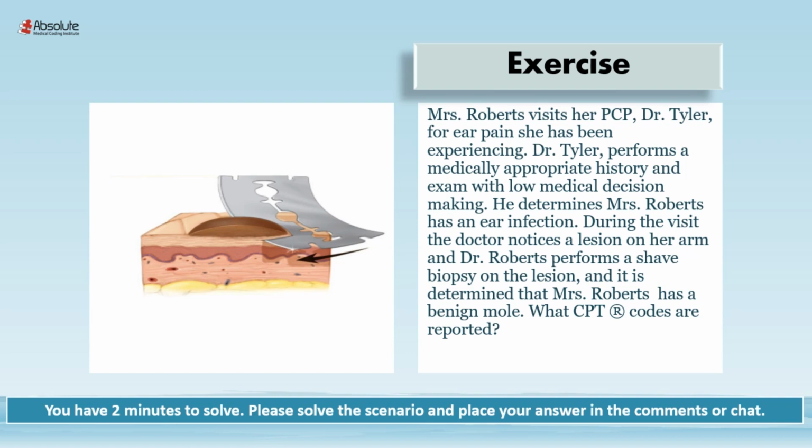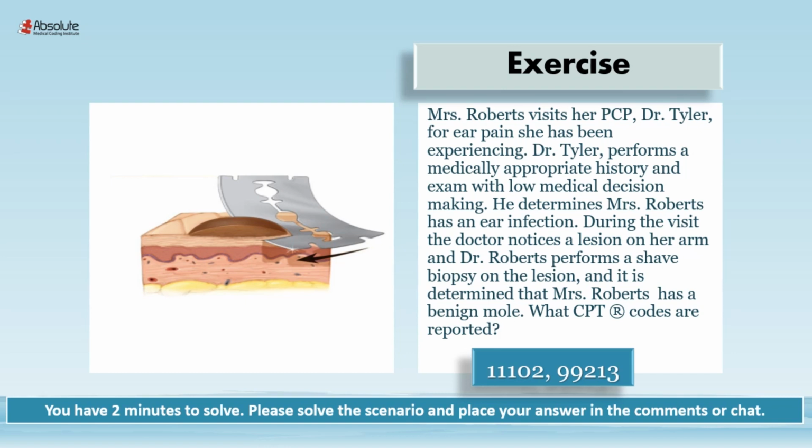All right, that is time. And what did you get for your answers? How'd you guys do on this one? So what I see going on here is I see this patient comes in, this doctor performs a medically appropriate history and exam, low medical decision making, and then during the visit, it looks like the doctor performs a shave biopsy on a lesion. So the answers that I came up with here are 11102 and 99213.